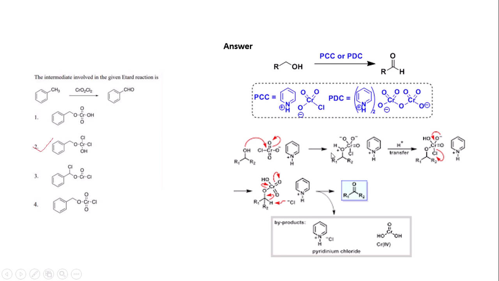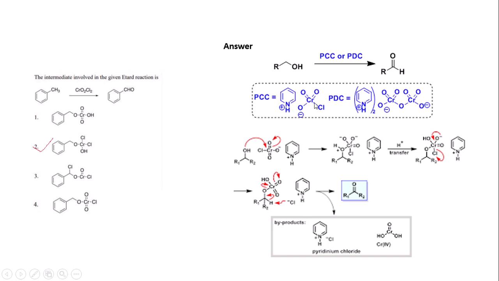And this problem is just like the PCC or PDC oxidation of a primary alcohol. We know the structure of PCC and PDC. In PCC, the protonated pyridine nitrogen forms a salt pair with the chromate ion. In the case of PDC, there is a dichromate ion.